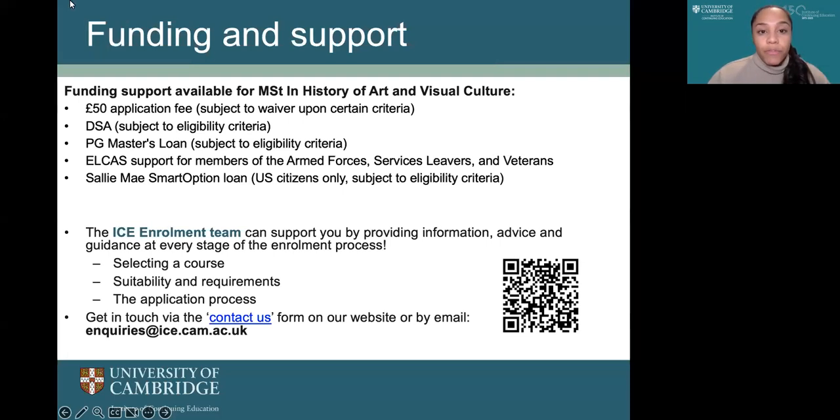So there are also a variety of external funding mechanisms in place, from part-time student loans to military funding, to DSA funding, which is the Disability Students Allowance.